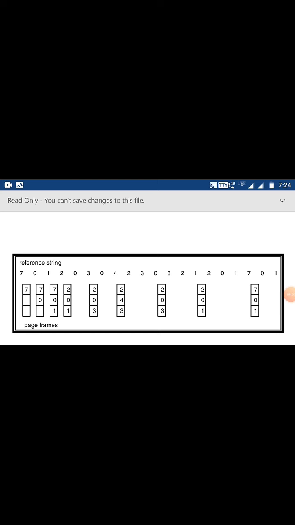Here, for your understanding, initially the first 3 frames are occupied by 3 page faults: 7, 0, 1. Next, when the page number 2 enters execution, what is happening? All 3 frames are occupied by the 3 pages 7, 0, 1, so a page fault occurs. Among the 3 pages 7, 0, 1, any one page frame must be replaced.